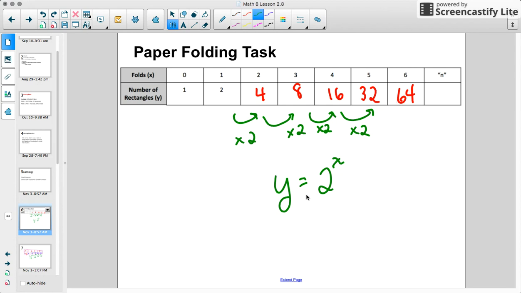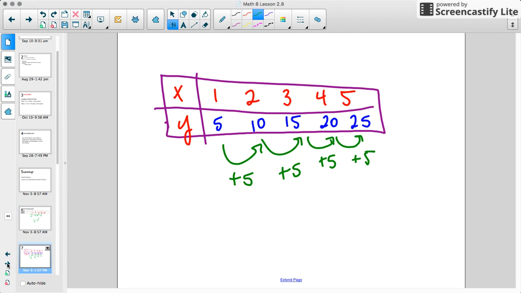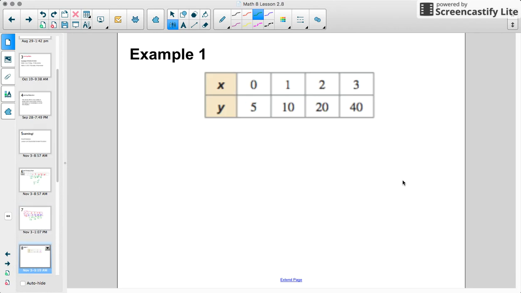Okay, so I'm going to show you an easy way to figure this out every time. It's kind of like a little trick. All right, so this one you can write down. This is example 1.